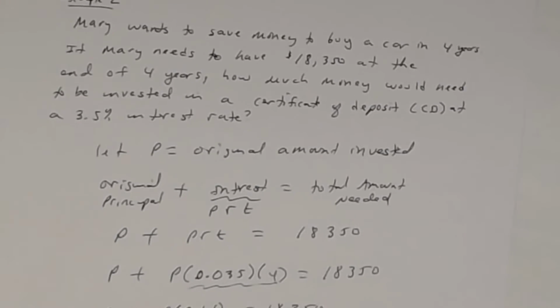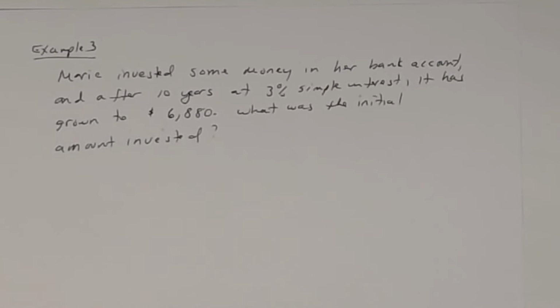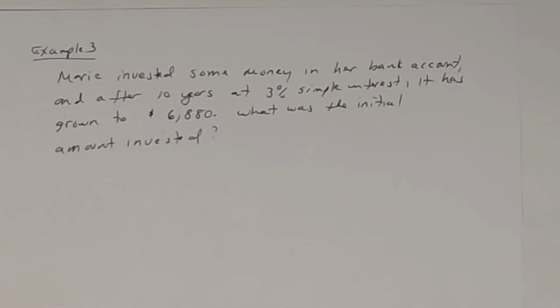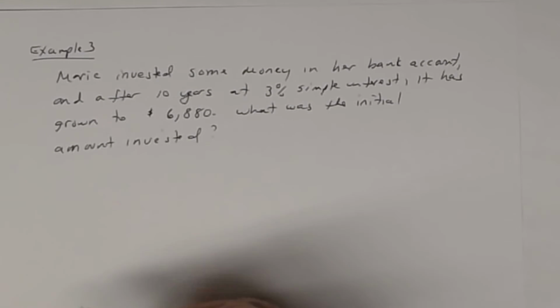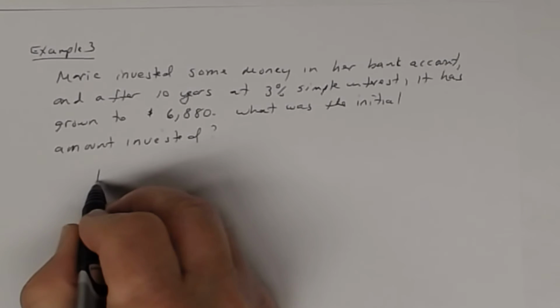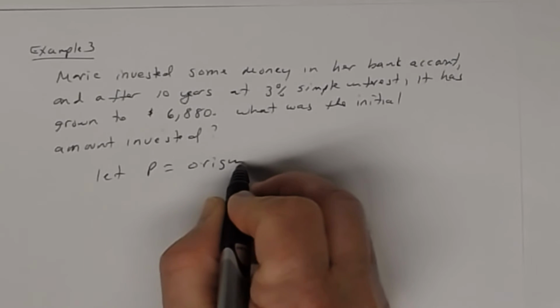All right, let's look at number 3. So in number 3, we have this. Marie invested some money in her bank account, and after 10 years at 3%, it has grown to $6,880. And then what was the initial amount invested? So let's talk about that same idea. This is what we're interested in. We're interested in finding that initial amount invested. That's the principal. So let's go ahead and let P equal the original amount invested.